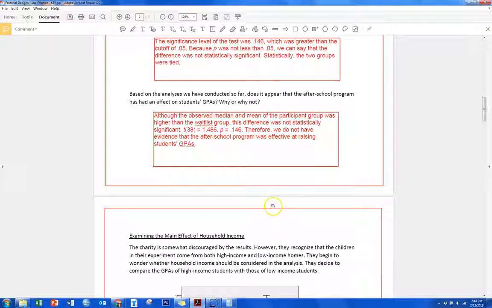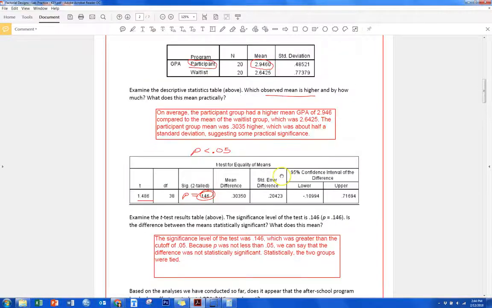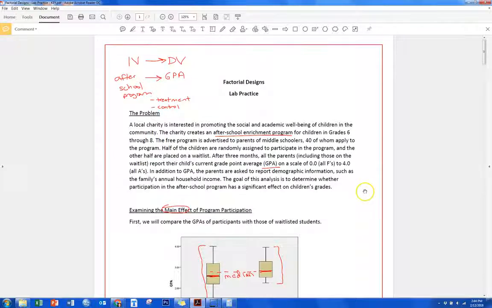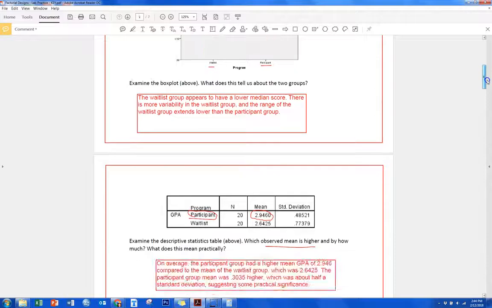Now, the story continues, right? So we have other information about these students. We know about their family's annual household income. Right. So now we're going to include this in the analysis and see if this tells us something more.